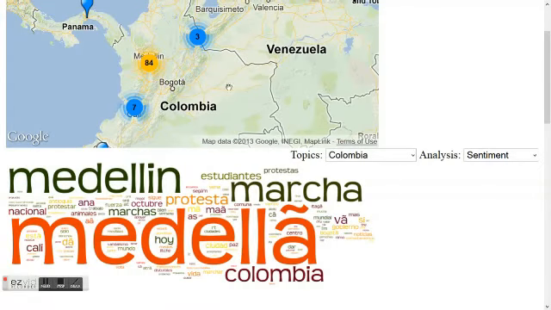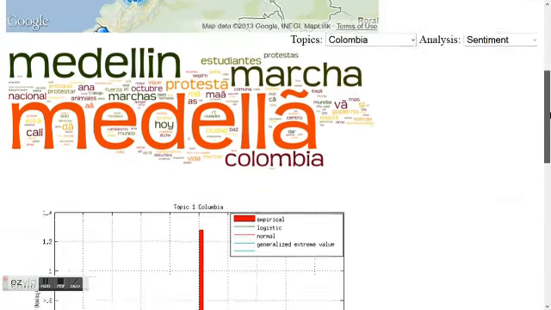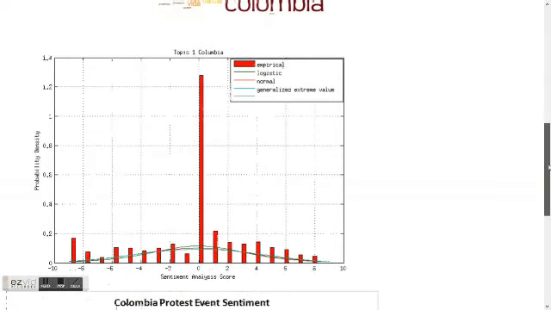The Colombia dataset is about a civil unrest movement that happened on 2nd October 2012. It happened around Medellin. On scrolling down, we can see a chart. This chart is a distribution of sentiment analysis score. The sentiment analysis score is a score from positive 10 to negative 10.